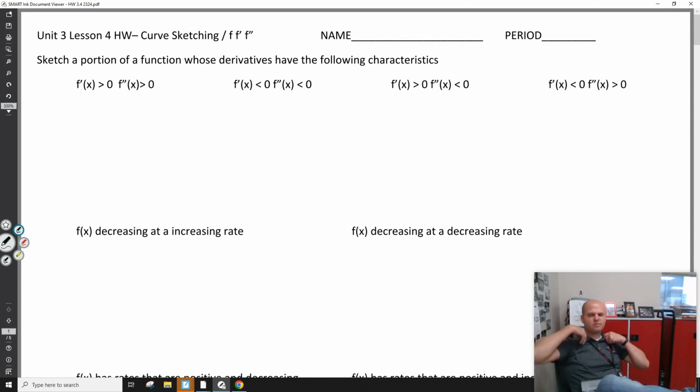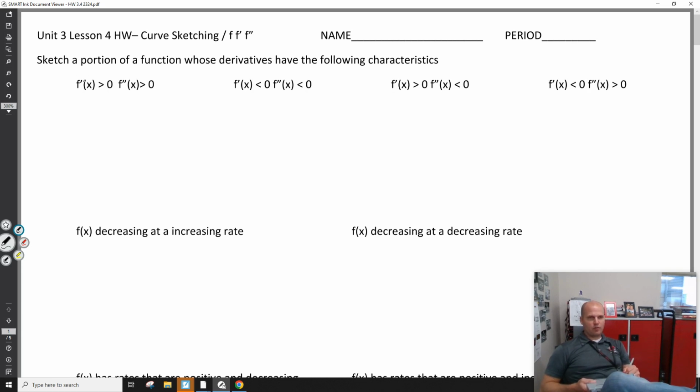So, great thing about 3-4 is that it's just lesson 2 and lesson 3 combined. So, we're going to look at the analysis of f prime and the analysis of f double prime on top of each other. Because if you know f prime and f double prime, you know the shape of your curve and you're a great human graphing calculator. So, first questions ask for sketching a portion of the function whose derivatives have the following characteristics.